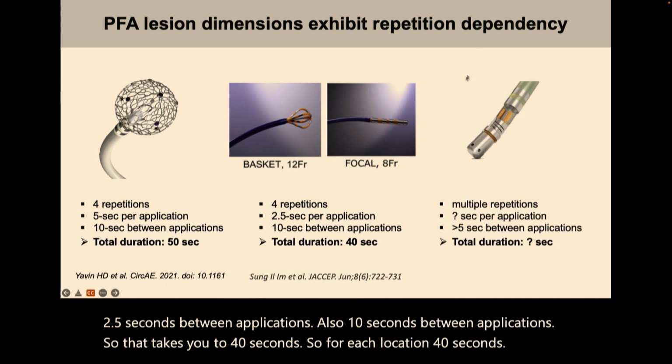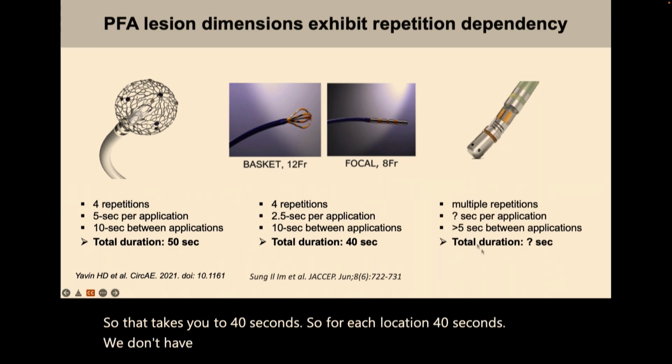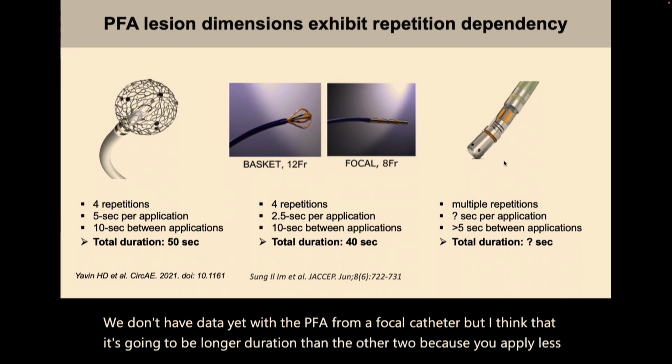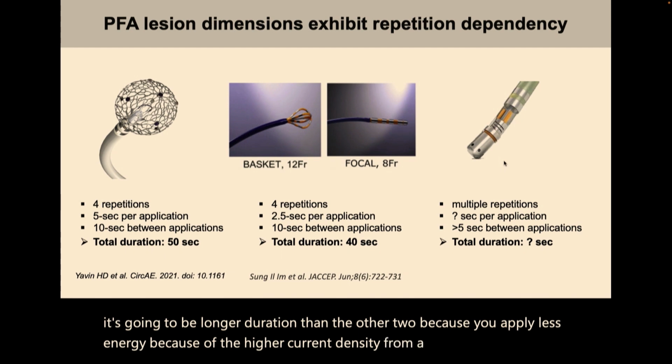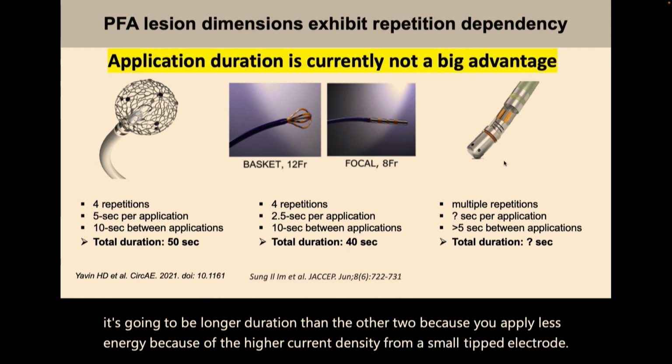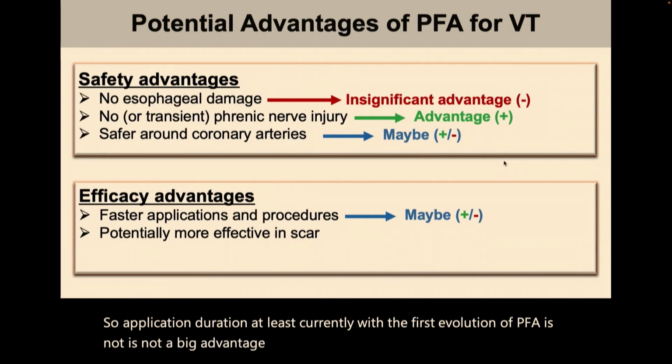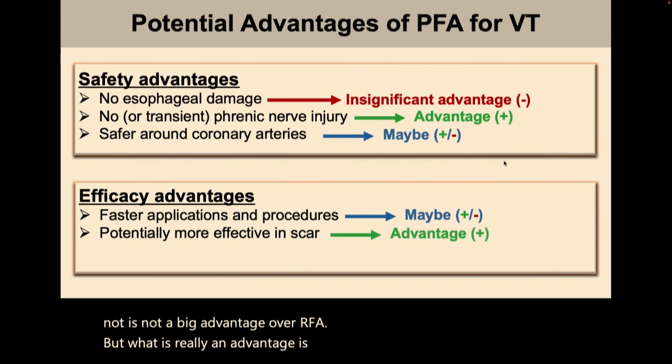We don't have data yet with the PFA from a focal catheter, but I think that it's going to be longer duration than the other two because you apply less energy because of the higher current density from a small tipped electrode. So application duration, at least currently with the first evolution of PFA, is not a big advantage over RFA. But what is really an advantage is the effect of PFA in scar.